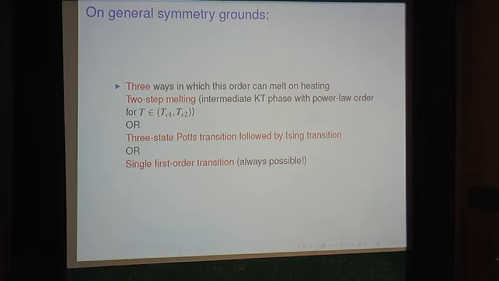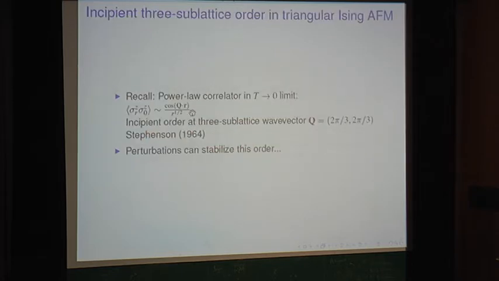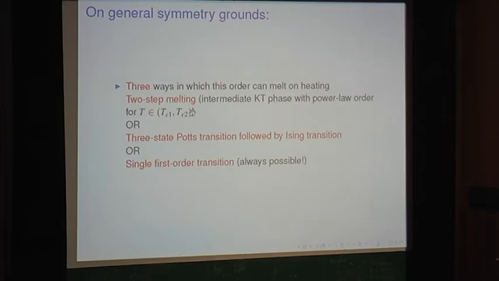And this is not hard to believe, because if you look at the result of Stephenson, the dominant behavior is actually a power law correlation at exactly this 3 sublattice wave vector. So already without doing anything you are power law ordered. So it is quite natural to imagine that at least on the triangular lattice all sorts of perturbations might stabilize this order. Okay. So that is what we are imagining happens, and we are asking how does it melt. So I will show you that on general symmetry grounds there are 3 ways in which this could melt.